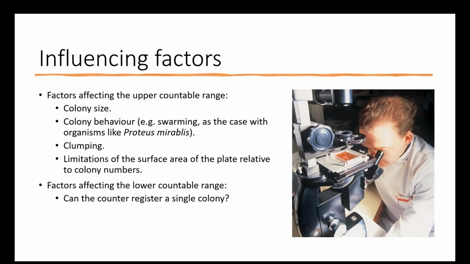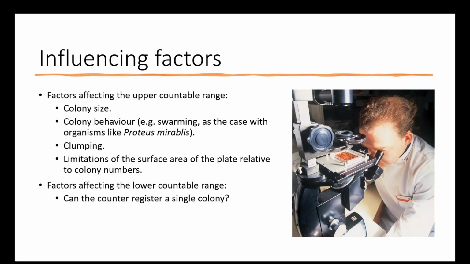There are also other influencing factors that can affect the upper countable range, and these can include colony size and behavior, possible swarming, which can occur with certain gram-negative organisms in particular, so I think organisms like Proteus mirabilis, for example. And we can also get clumping effects, and this is a particular concern with a number of species of Bacillus, and Bacillus cereus is particularly prone to this kind of desire for cells and colonies to gravitate towards each other.